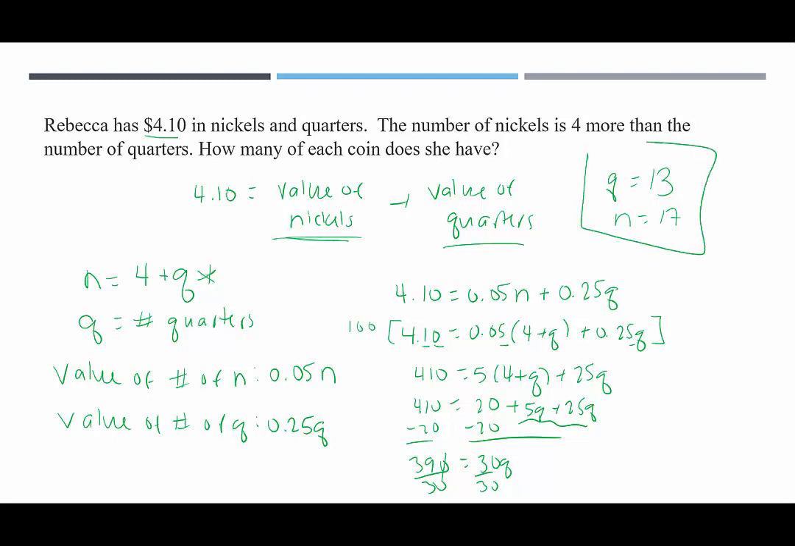And again, this one is a really nice one to check so you know you have the right answer. If she has 13 quarters, that's $3.25. And if she has 17 nickels, that's 15 cents less than $1, so that'd be 85 cents. And if I add these together, I should end up with this value here, which I do: 410. So I feel pretty good that there are 13 quarters and there are 17 nickels.